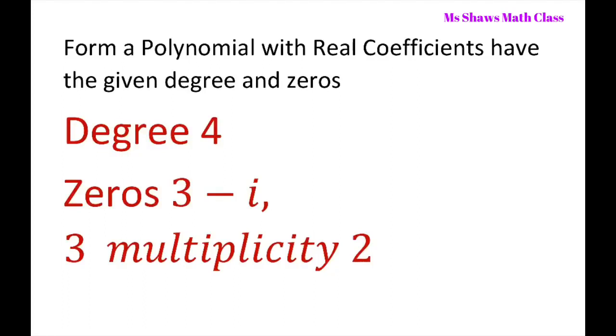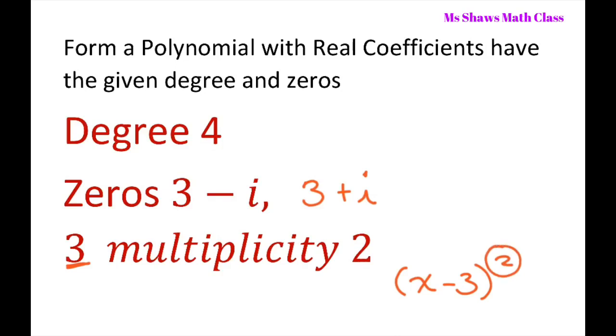Hi everyone, we're going to form a polynomial with real coefficients that have the given degree and zeros. So the degree is 4, we have a 0 at 3 minus i, that means we also have a 0 at its conjugate, 3 plus i. We have a 0 at 3 with a multiplicity of 2, so in that case you would write it as (x minus 3) squared. That's what multiplicity of 2 is.